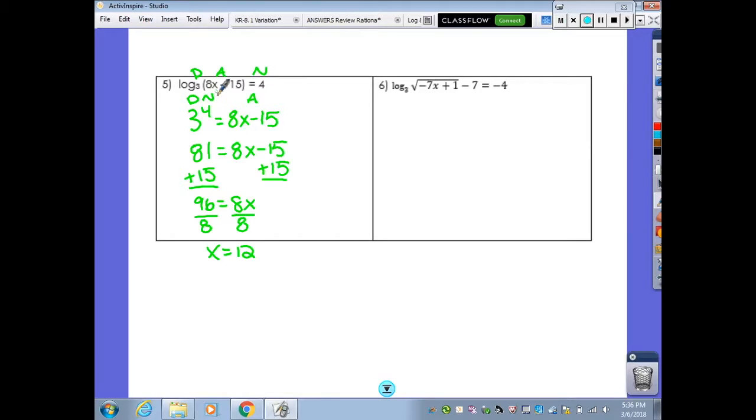Put it back in, make sure it makes a positive number, and it does, so we have our answer. Now let's look at the next one. We have to start off by adding 7 to both sides. Now we have log base 3 of the square root of negative 7x plus 1 is equal to 3. Again, we can use DNA.